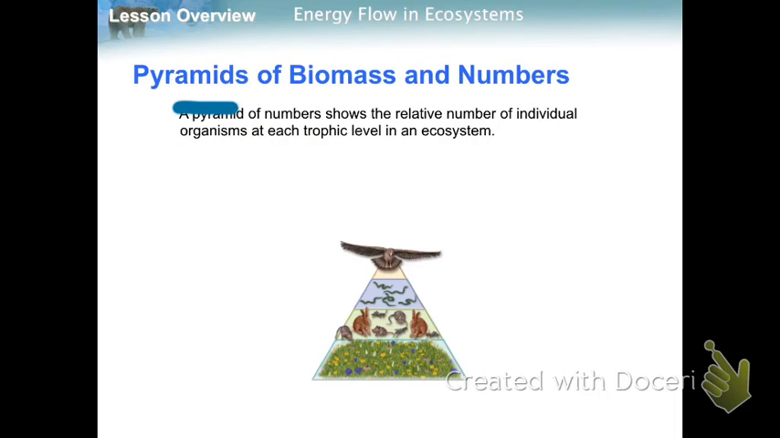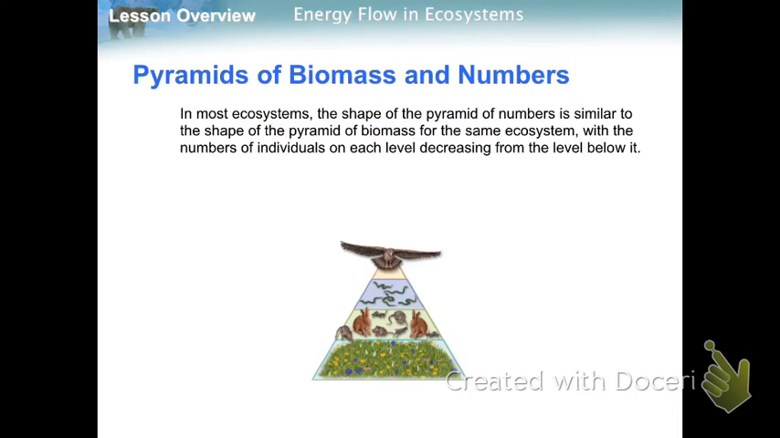Then a pyramid of numbers shows the relative number of individual organisms at each trophic level. So it's just really a population count. Like I said, in most ecosystems, the shape of the pyramid of numbers is similar to the shape of the pyramid of biomass, and also similar to the shape of the pyramid of energy.